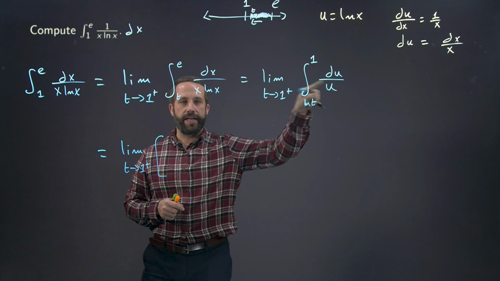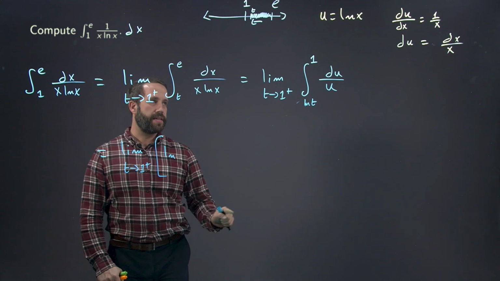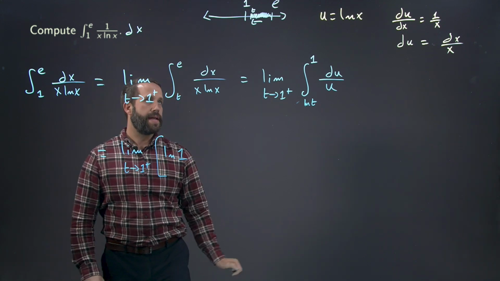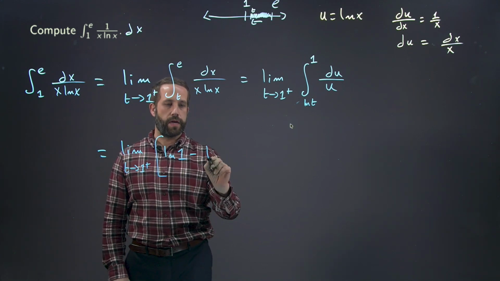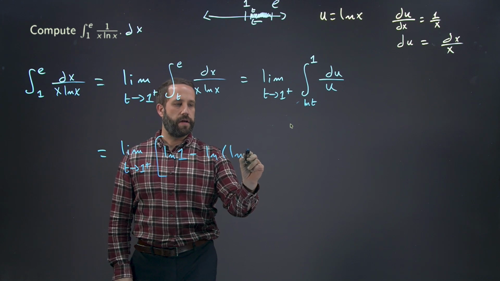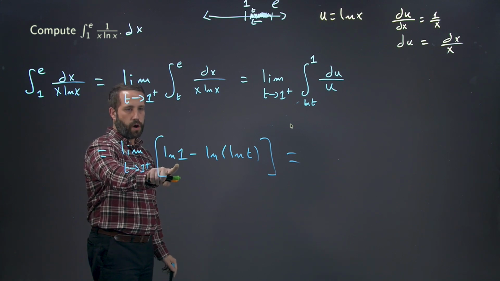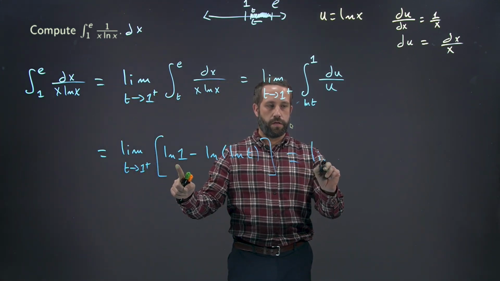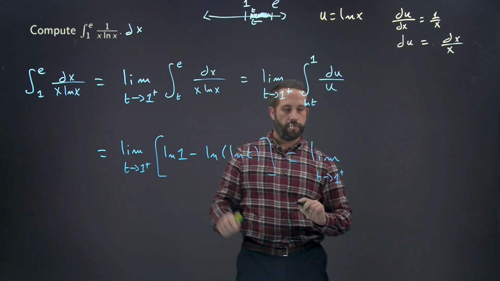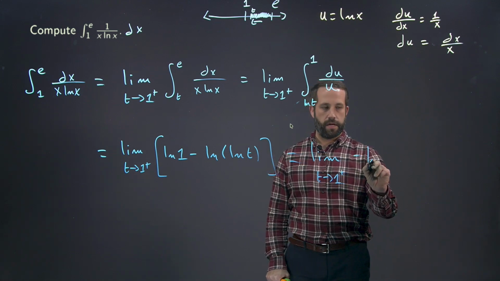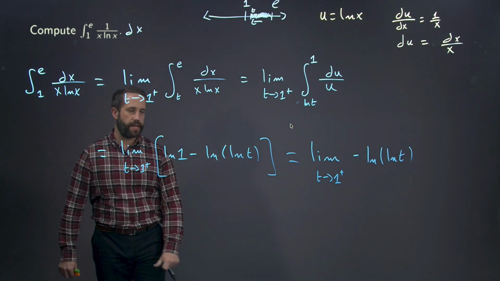Okay, so the antiderivative of 1 over u is the natural log of the absolute value of u, but 1 is definitely positive. Now, t is bigger than 1, so the natural log of t is bigger than 0. So this is the natural log of 1 minus the natural log of the natural log of t. Okay, so the natural log of 1 is 0. So this is the limit as t approaches 1 from the positive side of minus the natural log of the natural log of t. And so now we need to think about what's going on here.